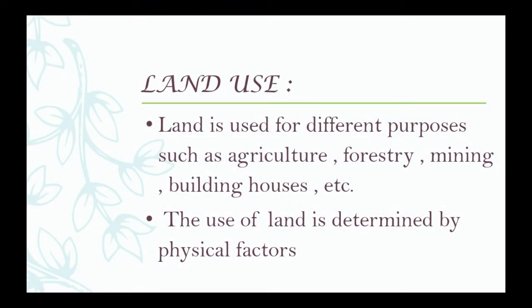Land use. How is land used? Land is used for different purposes such as agriculture, mining, forestry, building houses, etc. The use of land is determined by the physical factors.